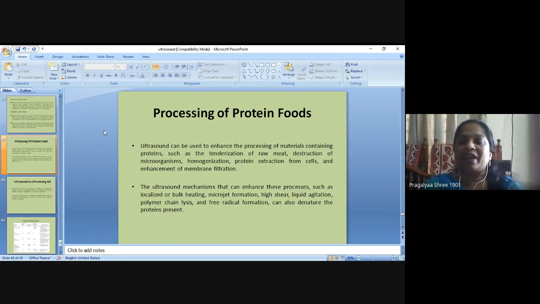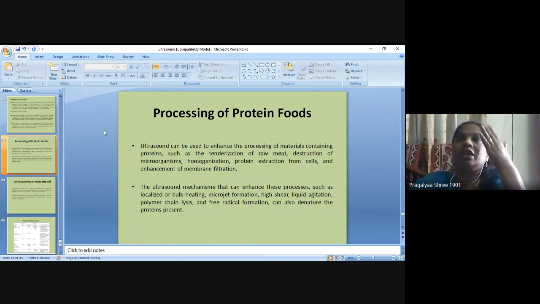The ultrasound mechanisms can enhance the process through localized or bulk heating, which I told you already, and microjet formation and high shearing action will be more in this case. Liquid agitation is possible, and polymer chain lysis. That means, in the case of microorganisms, the peptidoglycan layer breaks, which leads to cell lysis, and free radical formation takes place when you are applying more pressure at this stage.